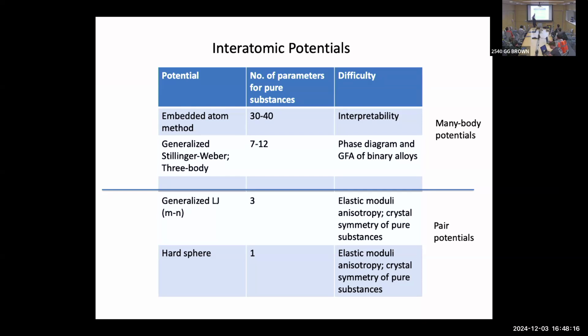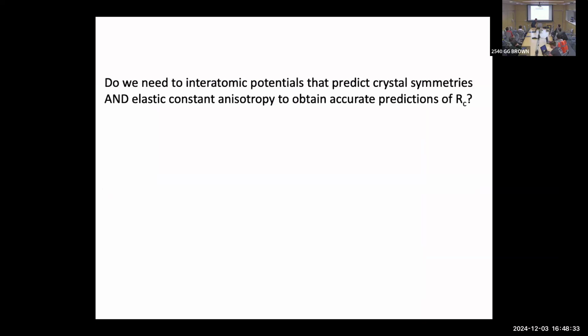So the bad things about, say, an embedded atom potential are interpretability. You have these parameters that match various experimental results, but which of those features are important?